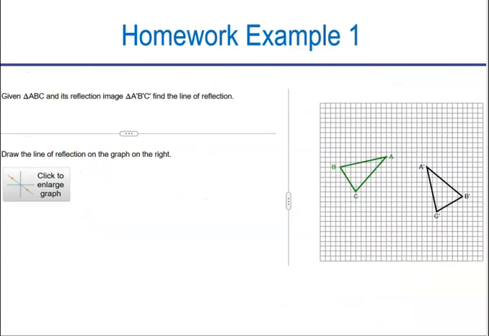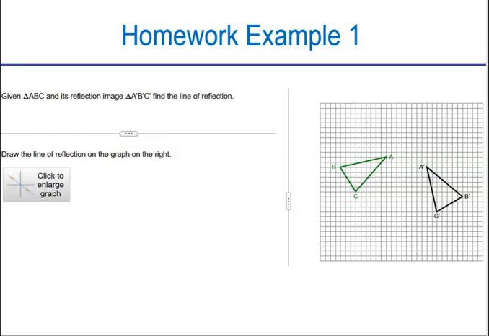All right, folks, I have a homework problem for you here, and typically when I give you homework examples in the lecture, it's because they are not self-evident and easy to figure out on your own, although I know all of these you could, but I'm trying to save you a little bit of time. So given triangle ABC, and its reflection image, triangle A'B'C'. It says find the line of reflection, and then they want us to graph it.